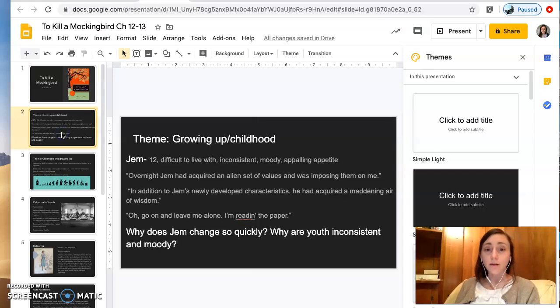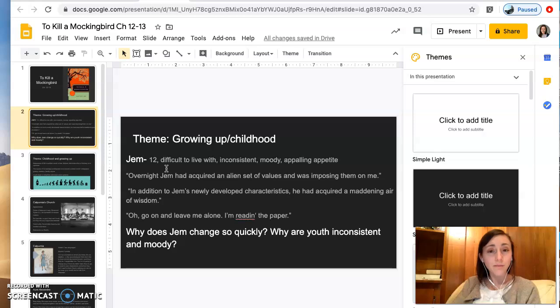We start in chapter 12 with Jem growing up. Jem is now 12. Scout professes that he is difficult to live with. He's inconsistent. He's moody. He has an appalling appetite. And it says, "Overnight, Jem had acquired an alien set of values and was imposing them on me. In addition to Jem's newly developed characteristics, he had acquired a maddening air of wisdom. Oh, go on and leave me alone. I'm reading the paper." So Jem is no longer the little boy that was poking fun at Boo Radley.